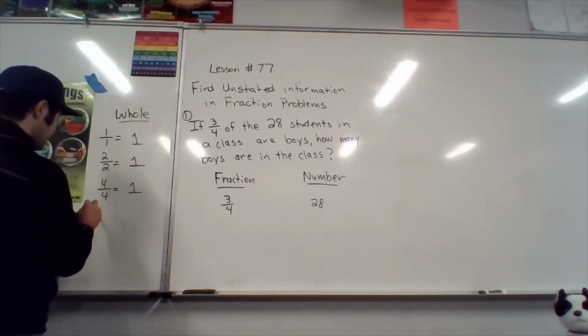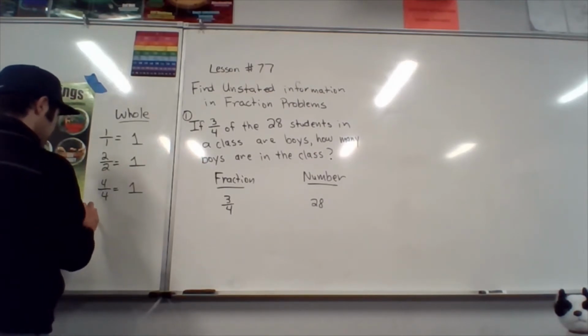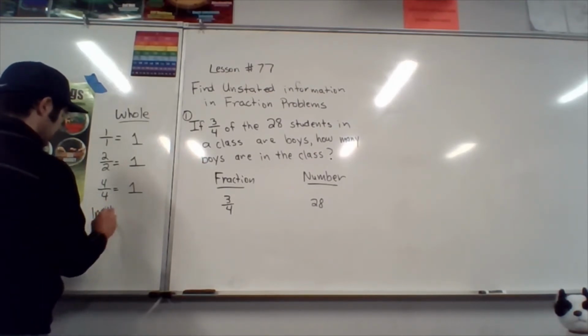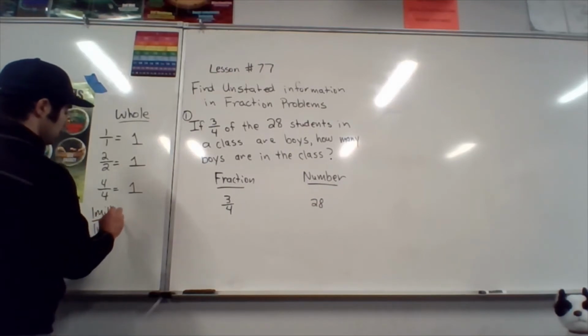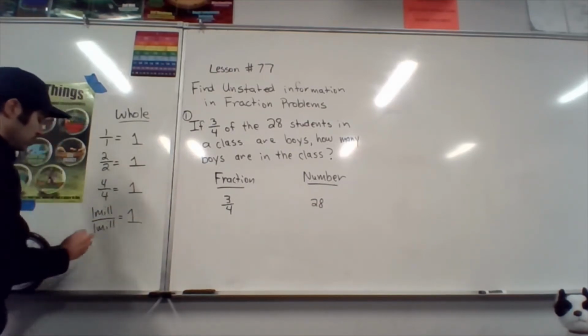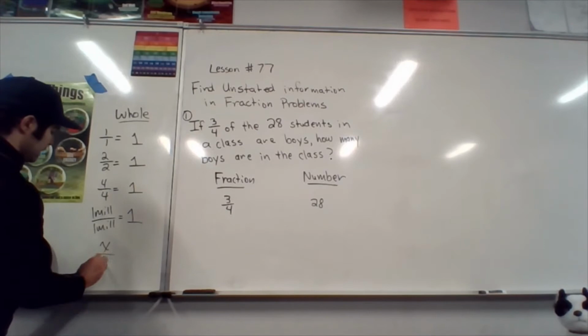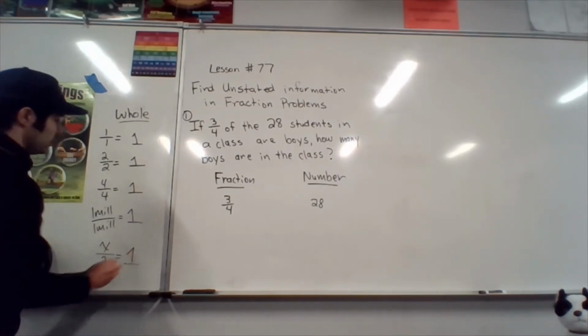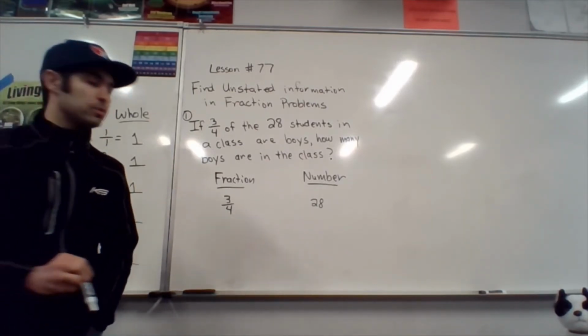You could also say 1 million out of 1 million equals 1. You could also say x over x equals 1. All right? Anything over itself equals 1.